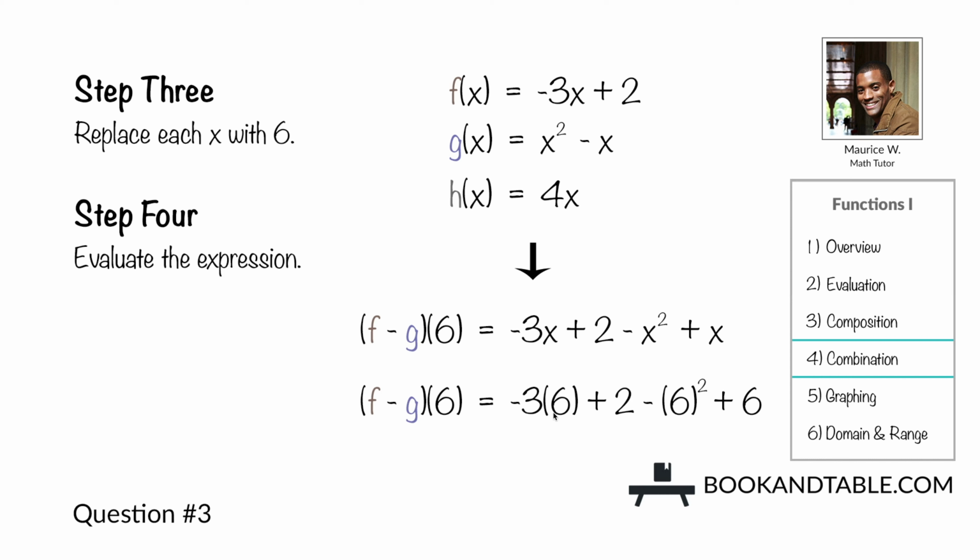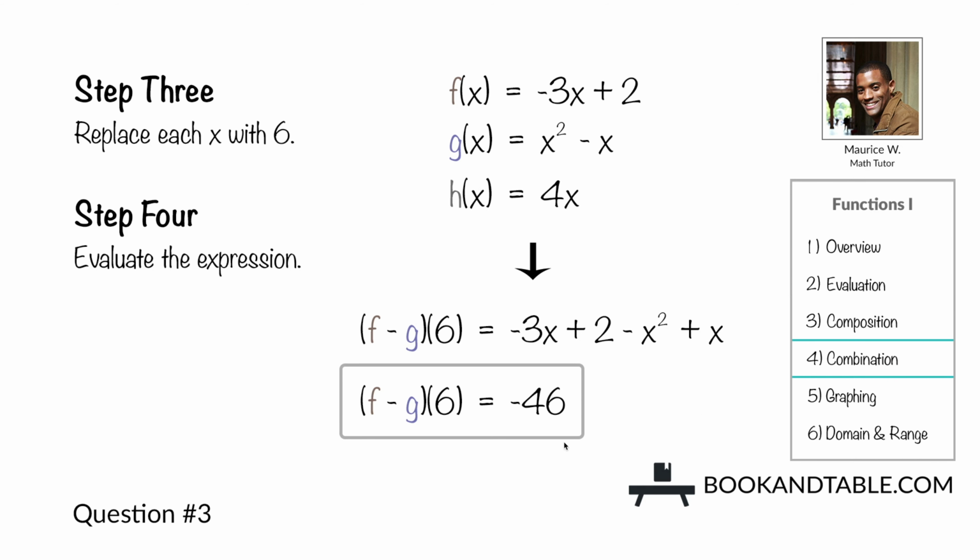Giving us negative 3 times 6 plus 2 minus 6 squared plus 6. And now we can evaluate the expression here. Giving us negative 3 times 6, which is negative 18, plus 2 minus 36 plus 6. And negative 18 plus 2 is negative 16. Minus 36 is negative 52. Plus 6 is negative 46. So we get f minus g of 6 is equal to negative 46.